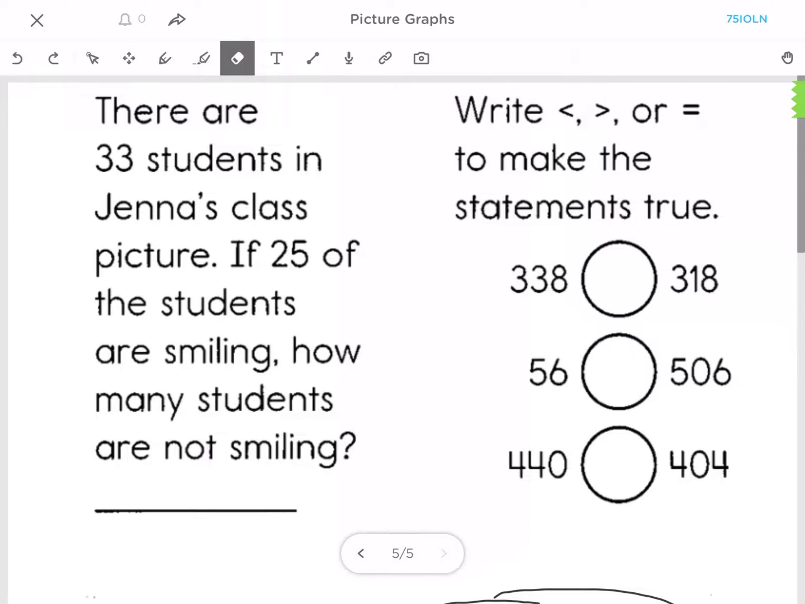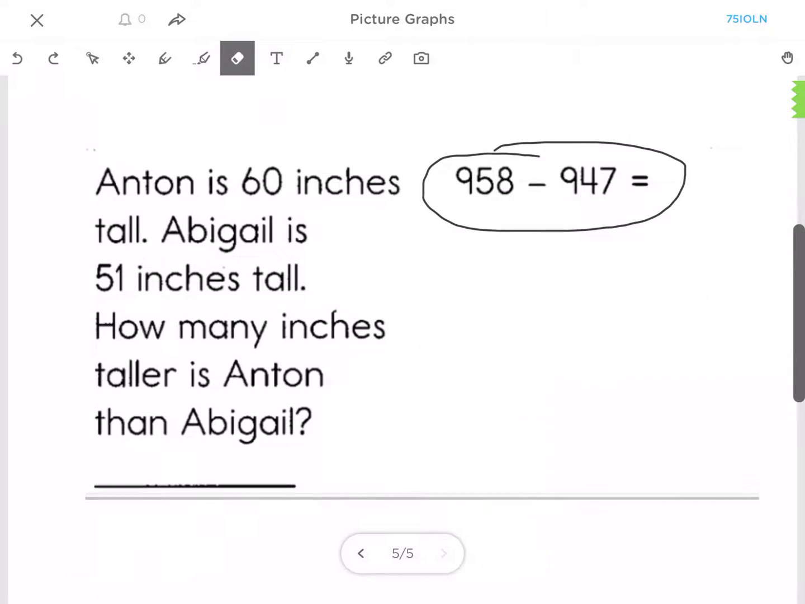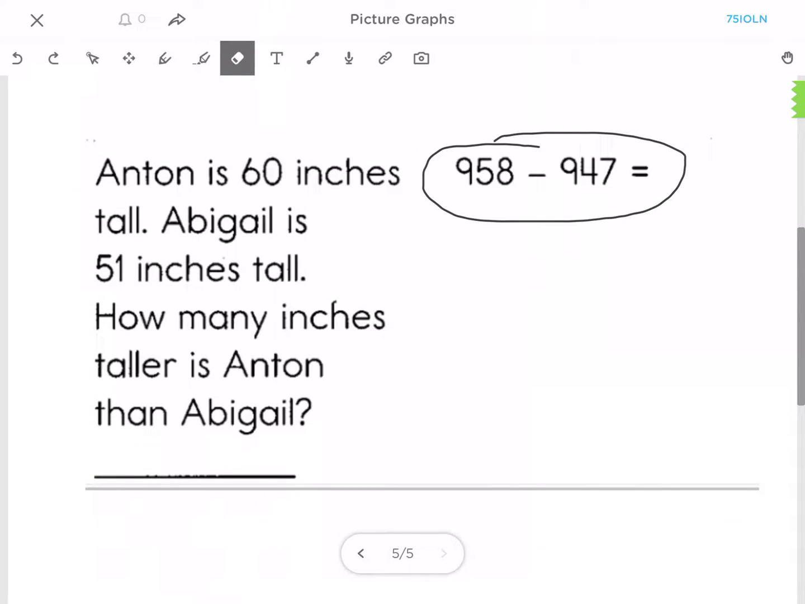Last, finish these 4 problems. And don't forget to show us your work, especially on this one. We want to know how you solved this. Expanded form, base 10 blocks, number line. How did you do it? Good luck. We can't wait to see your assignment.